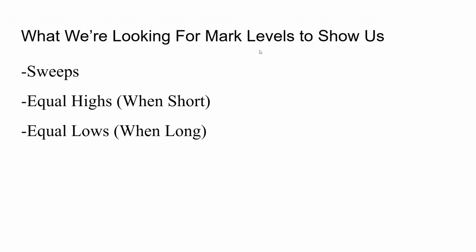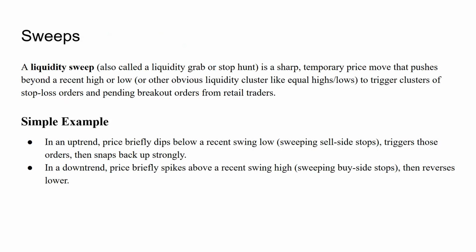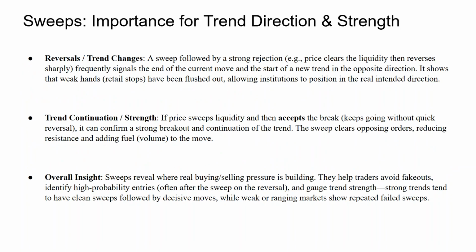So what are we looking for market levels to show us? The indicator is going to show us sweeps, equal highs, equal lows, when long and short. So what is that? Some people call it a liquidity sweep. Some people call it a stop hunt. It's just a temporary price move that's going to push price beyond a recent higher low, trigger stops of some traders, and then continue. So in an uptrend, we like for sweeps to go to the bottom, and for a downtrend, we like for them to sweep to the top. Then it reverses lower or goes higher.